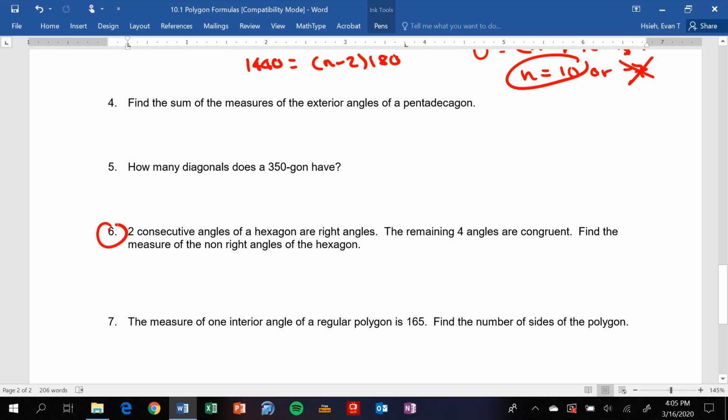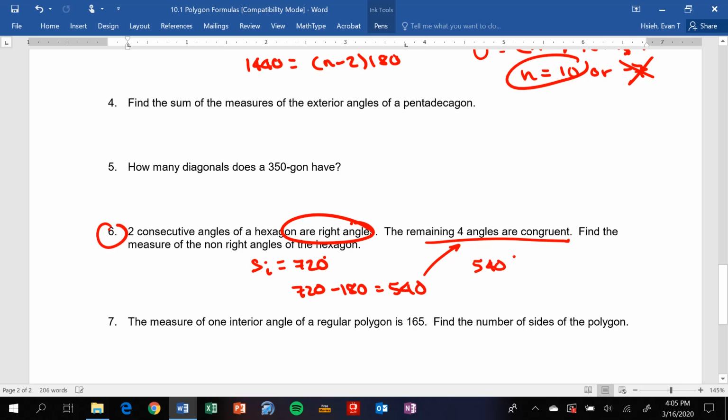If 2 consecutive angles of a hexagon are right angles, and the remaining 4 angles are congruent, find the measure of the remaining 4 angles. So I have to find the sum of the interior angles of a hexagon, which we found on the front side to be 720, I believe. Then I'm going to take 720 and subtract 180 degrees from that to get 540, because there are 2 right angles there. And then I'm going to take 540, since they're all the same, and divide it by 4. So it's 135 degrees.